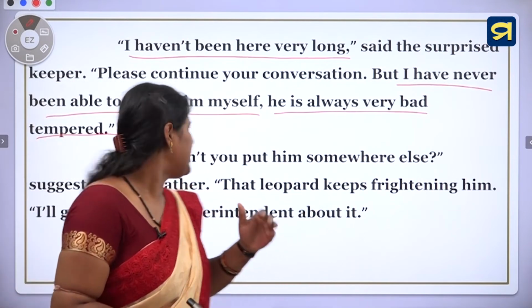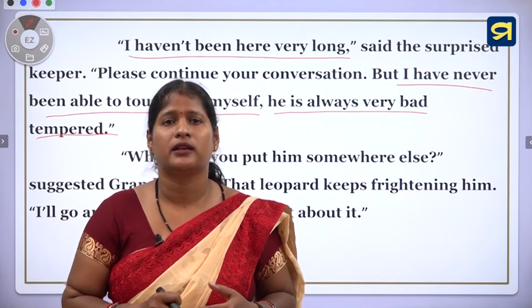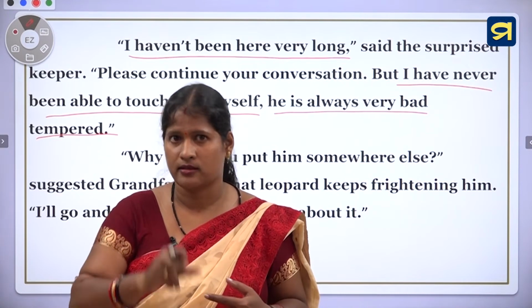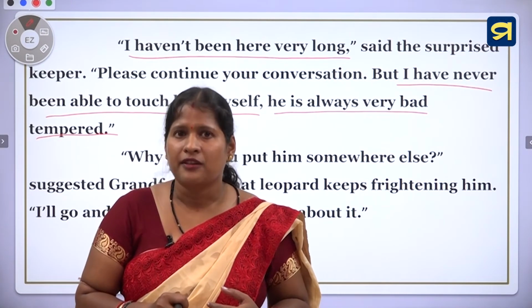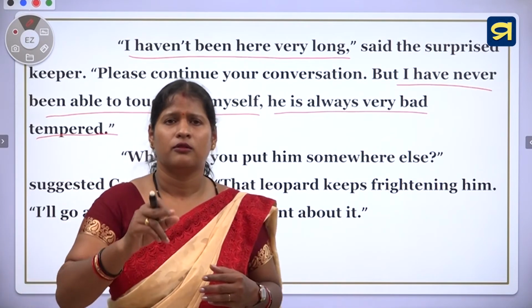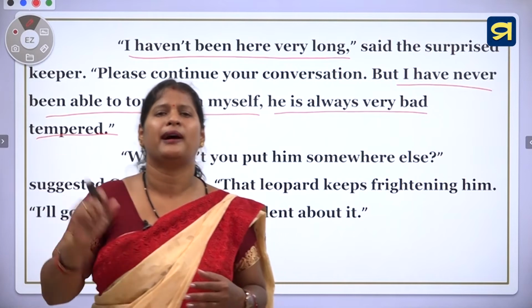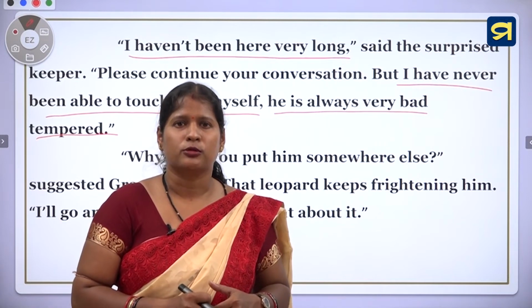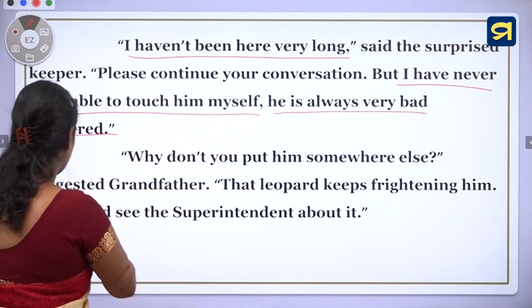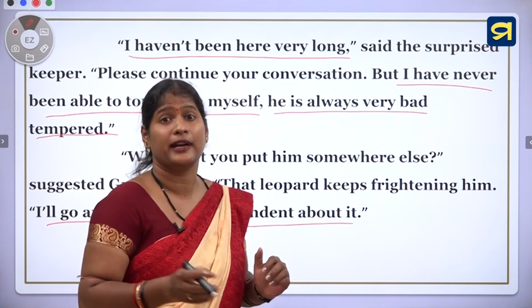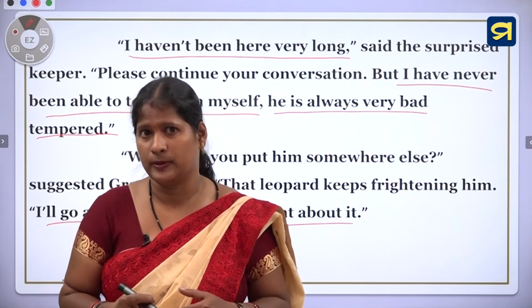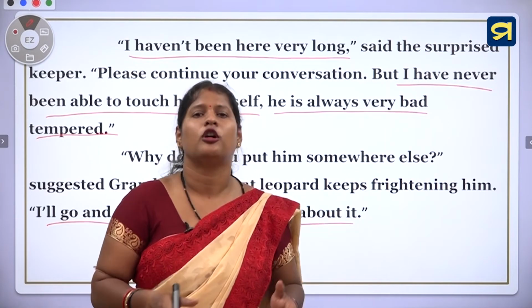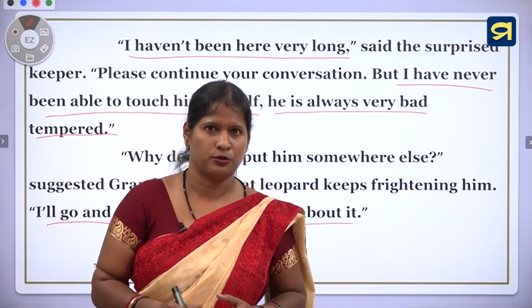"Why don't you put him somewhere else?" suggested grandfather. Grandfather gave one more suggestion. One more thing disturbed grandfather. What was it? Yes, that stupid leopard. Grandfather suggested to the keeper, "Okay, why don't you shift the tiger to some other cage? Because the leopard always keeps frightening the tiger." He said so. But afterwards, grandfather said no, I'll go and meet the superintendent myself and tell about all these problems. Okay, dear children, so this is all about scene 3 of this story.